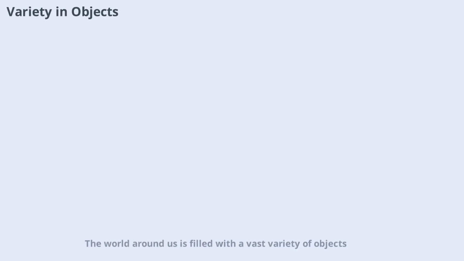The world around us is filled with a vast variety of objects. From cycles and bullock carts to books and clothes, each object serves a unique purpose and is made from specific materials. This diversity is what makes our environment interesting and functional. By observing the differences in shape, color, and use, we can appreciate the richness of the objects that surround us.